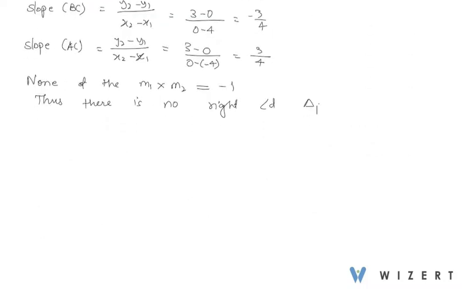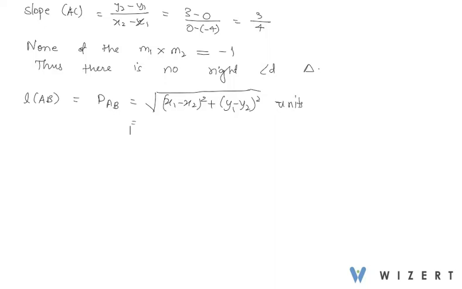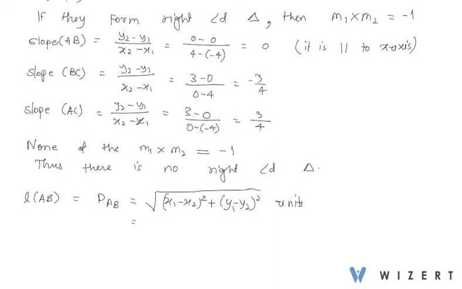In order to check for that, we'll need to find the lengths of all the sides. So the length of AB is nothing but the distance between the points A and B, which is given by the square root of (x1 minus x2) whole square plus (y1 minus y2) whole square, in units. Let's put the values here.